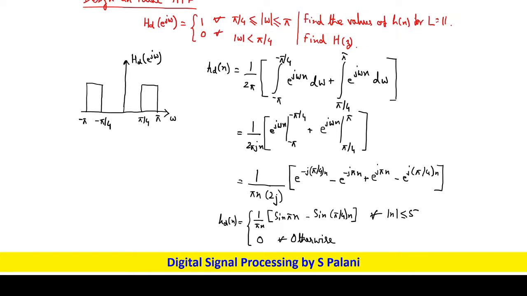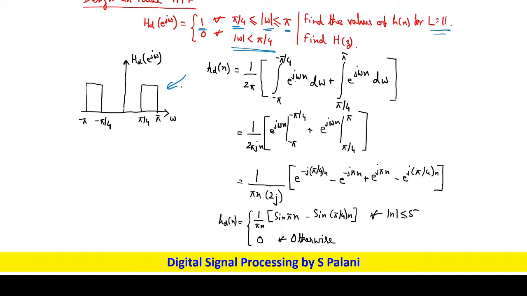Then coming to the ideal high pass filter, again the same thing. So if you see, H_d(e^jω) is 1 for modulus of omega in the region of pi by 4 to pi, and in the other regions it should be 0. Again L is equal to 11, find H(z). So if you see, this is the frequency response of our high pass filter.